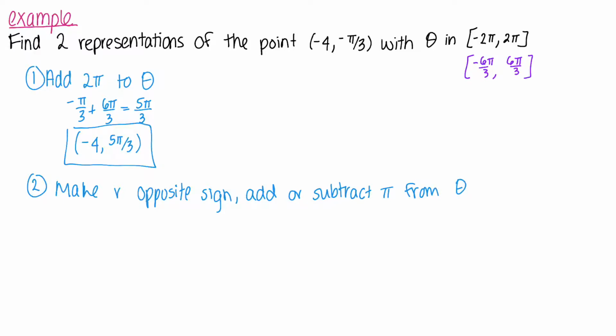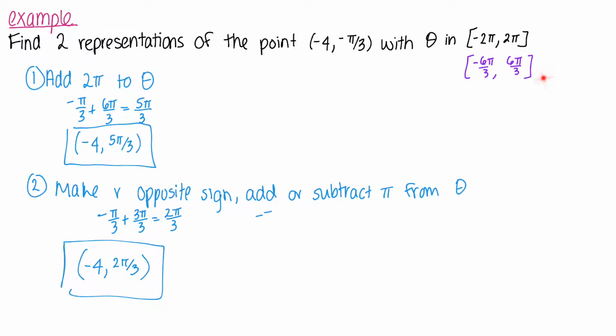So why don't I give both possible answers here? If I took negative pi over 3 and I added pi, so added 3 pi over 3, I would get 2 pi over 3. That would give me the point -4, comma, 2 pi over 3. And that fits within this interval here. My other option, taking negative pi over 3 and subtracting pi, I get -4 pi over 3.